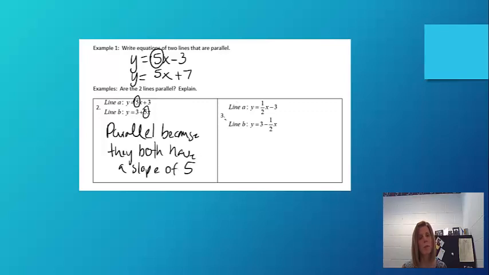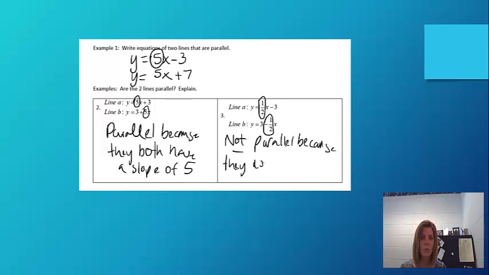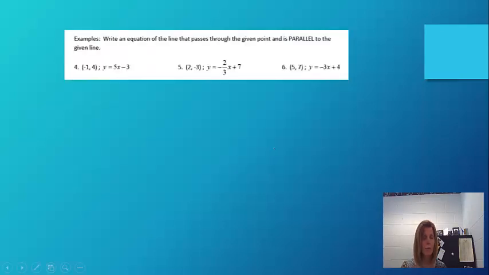All right, then if we look at example 3, line A says y equals 1/2 x minus 3, and line B is y equals 3 minus 1/2 x. Again, I'm going to circle the slope in line A. It's always the number in front of the x, so the slope is going to be 1/2. And then in my second equation, even though it's written backwards, I take the number that is in front of the x, which in this case is going to be negative 1/2. So in this case, are they parallel? Not parallel. And then it did say to explain, and I'm just going to say because they do not have the same slope.